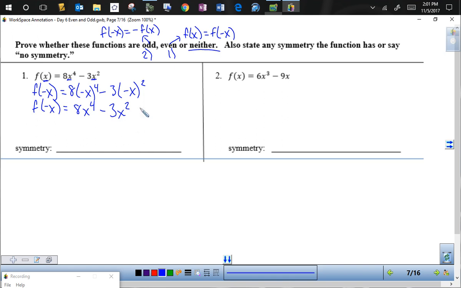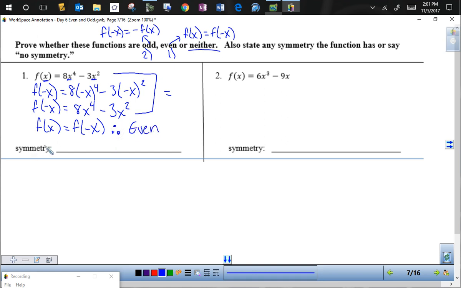Now our job is to compare f of x with f of negative x, our original with this one, and see if they're the same. You'll notice here I've got 8x to the fourth minus 3x squared, and that's equal to 8x to the fourth minus 3x squared. They're the same. So we are going to write that f of x was equal to f of negative x. Therefore, that was our first test. It's got to be even.